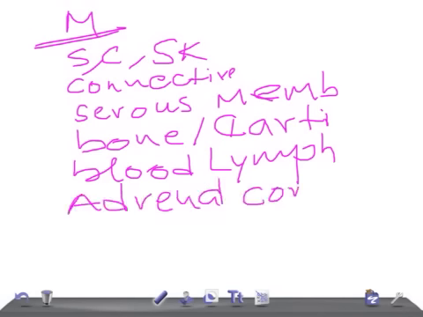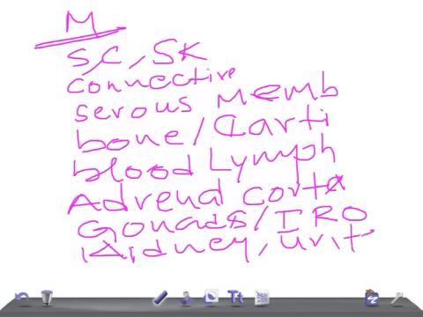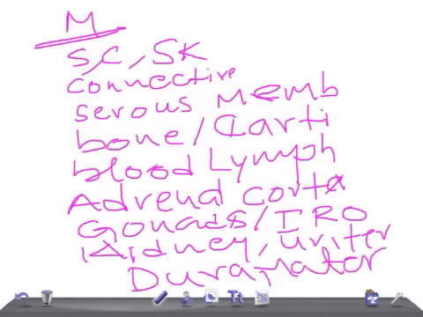Adrenal cortex. Very important, because adrenal medulla arises from neural crest, that is the ectoderm. Remember. Then gonads and internal reproductive organs. Then we have kidney and ureter and dura mater. Guys, so did you get me? Good. Let's go to the last one. Change the color. Be fast.